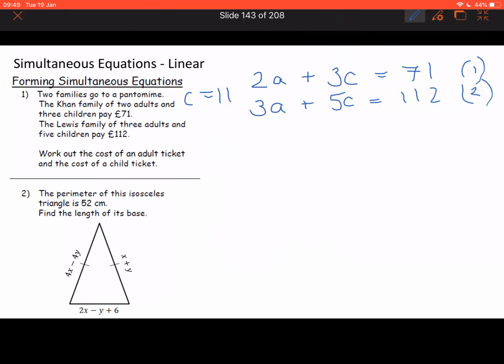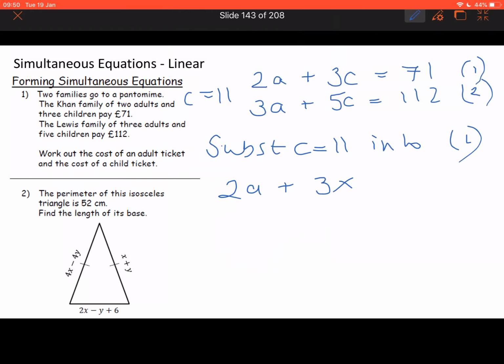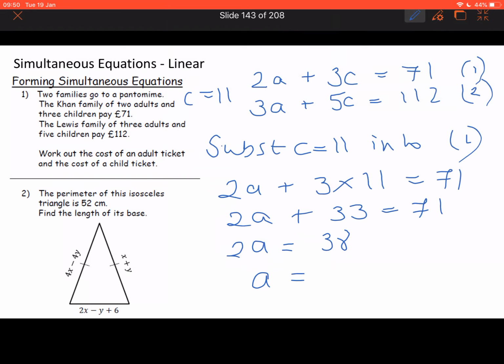Okay, so I'm going to substitute into equation 1. So substitute C equals 11 into equation 1. So I'm going to have 2A add 3 lots of 11 equals 71. That's 33. So I'm now going to subtract 33 from both sides, and that's going to give me 38. And then I'm going to divide by 2, and that will give me 19.